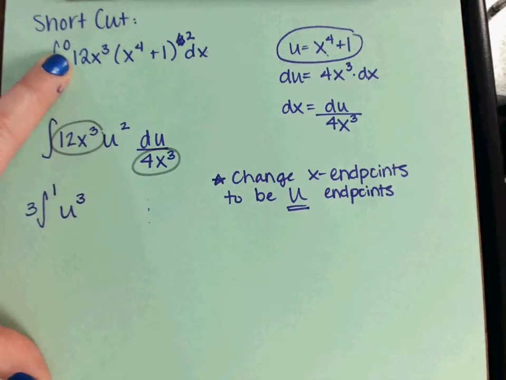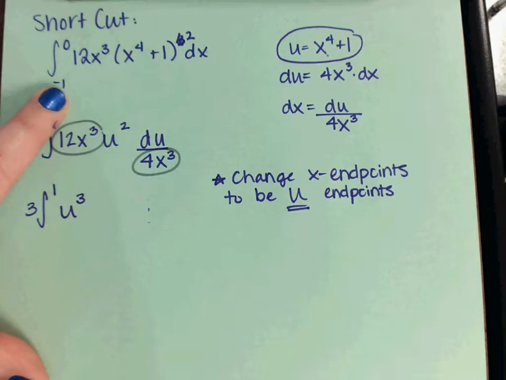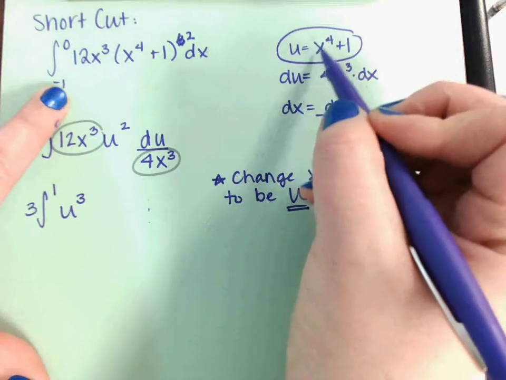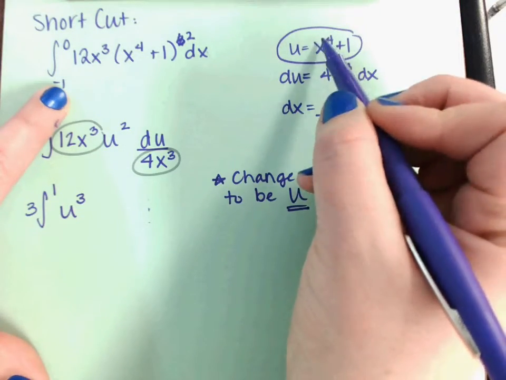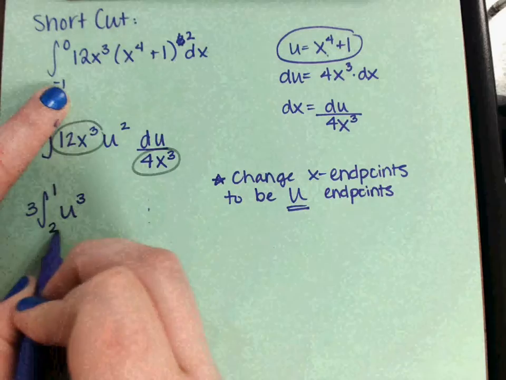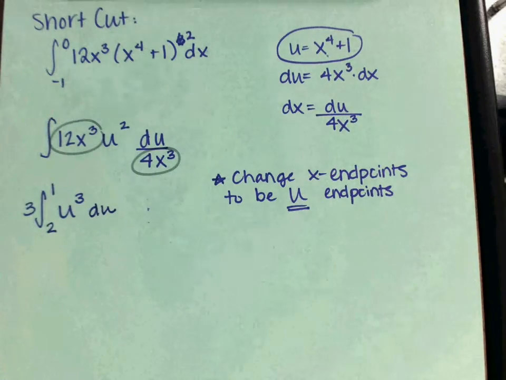1. Okay, now remember I told you it's not that much shorter. It's a little bit shorter, not that much. Okay, now we're plugging in -1. What is -1 to the 4th? 1 plus 1 is 2. And now you can just work the integral out. So antiderivative of U to the 3 is what?